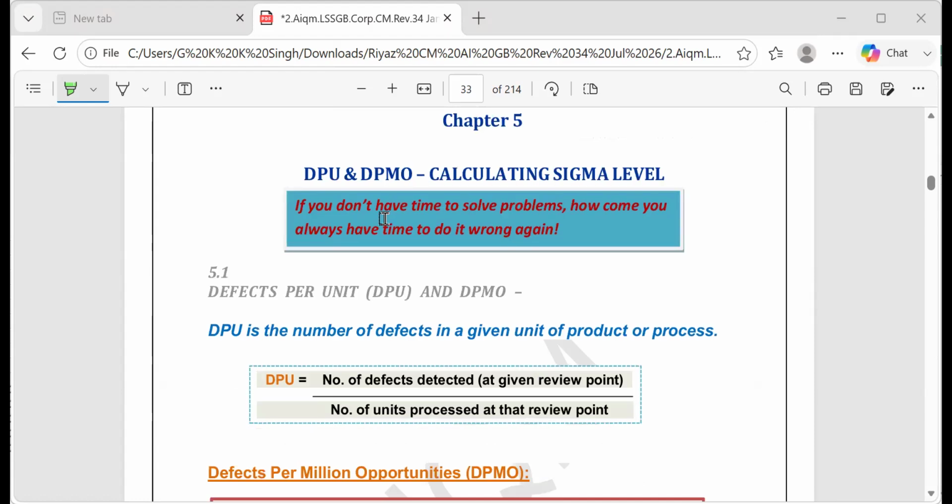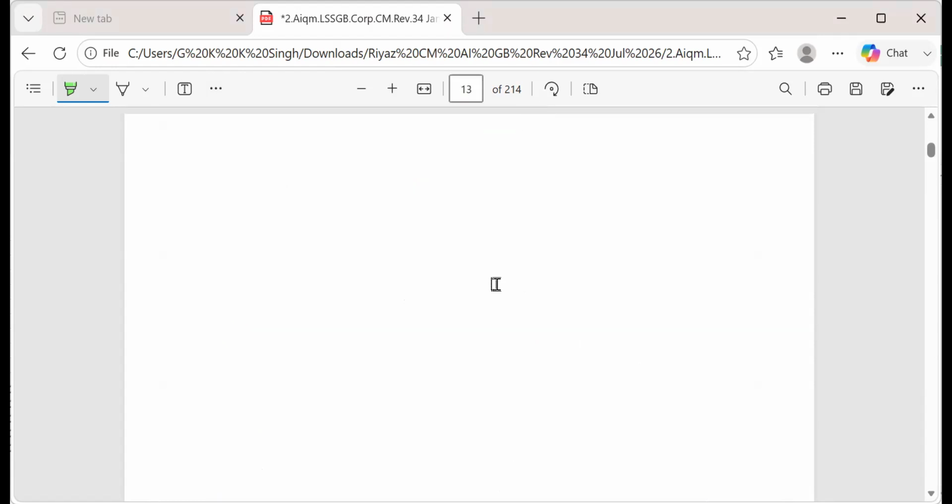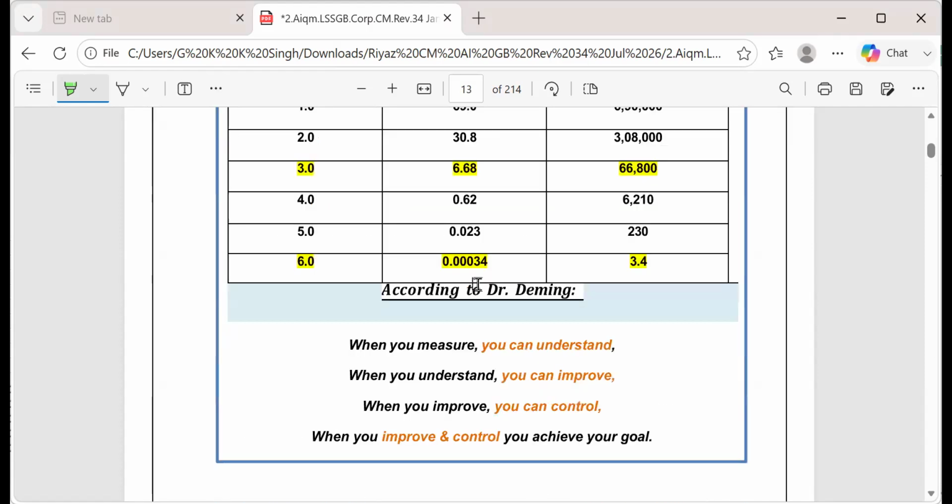So now we will go to chapter 5. Today we'll complete chapter 5, then we will stop. This is how to calculate the sigma level of a process. So I have shown you earlier what is 1 sigma, what is 2 sigma. If you go back to page 13, you will see here.